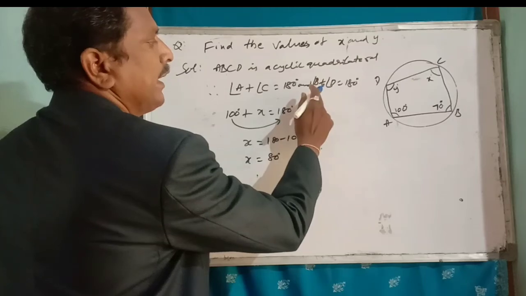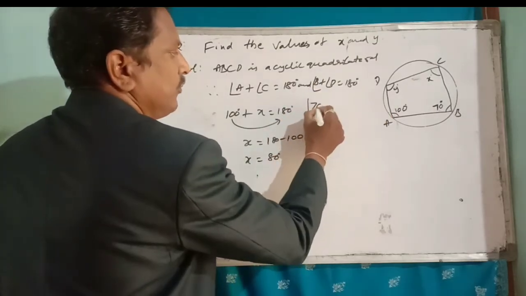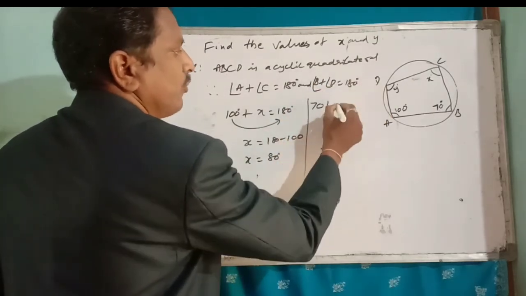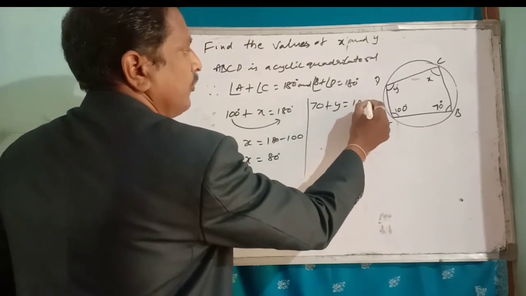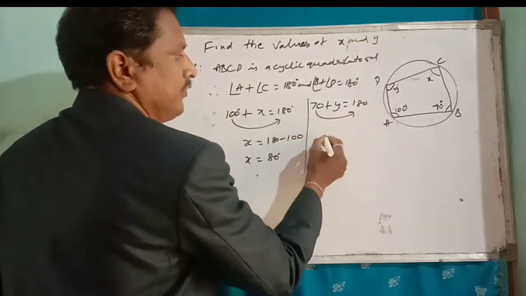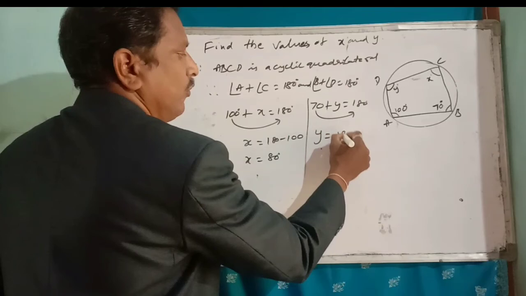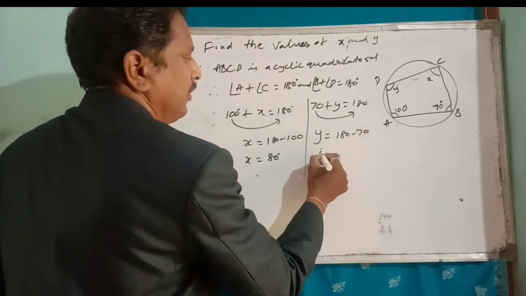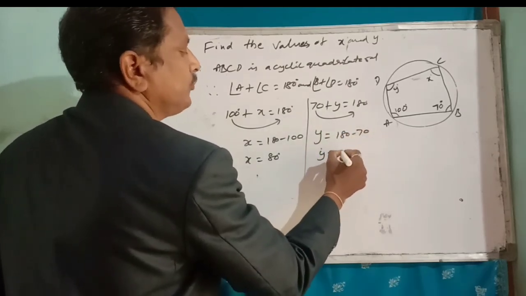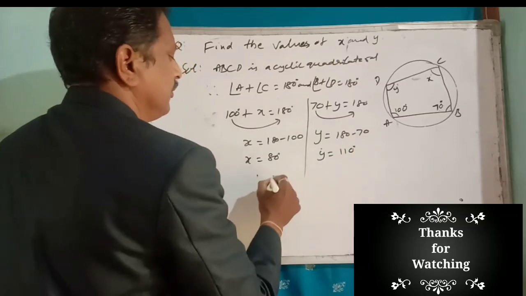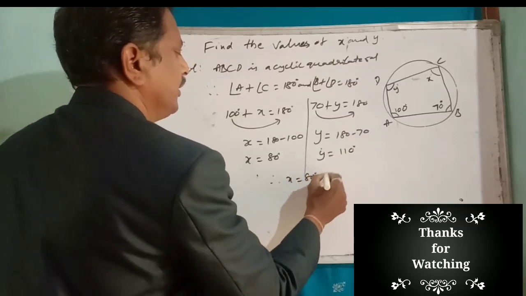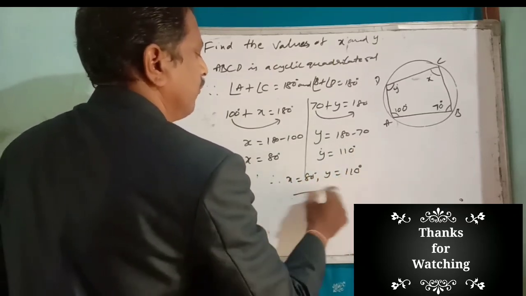Similarly, here angle B is how much, given? 70, plus angle D equals y, equals 180. Taking 70 to the other side, y equals 180 minus 70. y equals 110 degrees. Therefore, x equals 80 degrees and y equals 110 degrees.